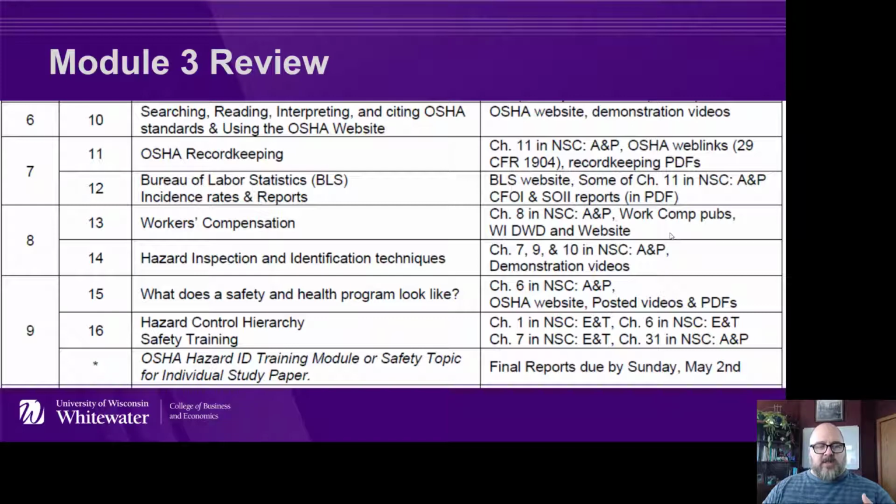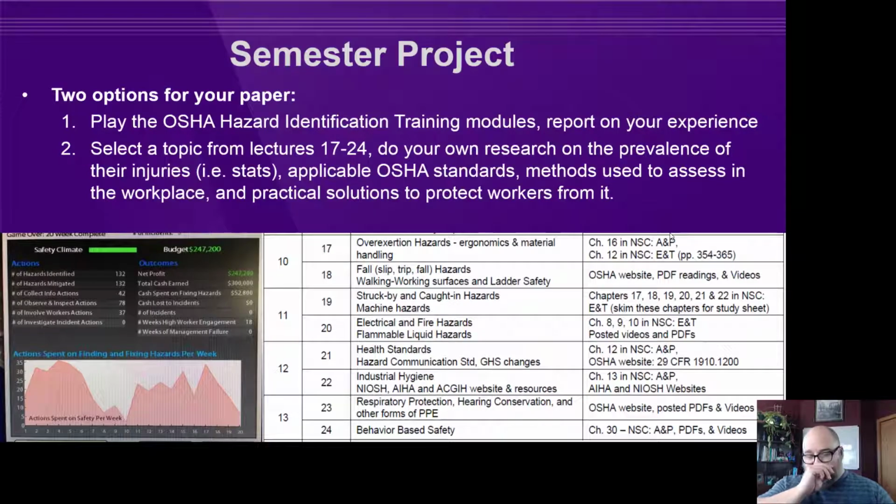So what's interesting is as we move forward now, it's the topics that you see. Basically, you're going to be applying what we covered in lectures 10 through 16 into your semester project. You have 2 options. And I had to make it 2 options because it used to be I wanted everybody to play the OSHA Hazard Identification Training modules. It's on the OSHA website. We used it for years, and it is fun. It's actually my most viewed video on YouTube. Out of all the ones I've posted, it's got over 1,200 views, which blows my mind. Somebody else is using it somewhere. I don't know who, though.